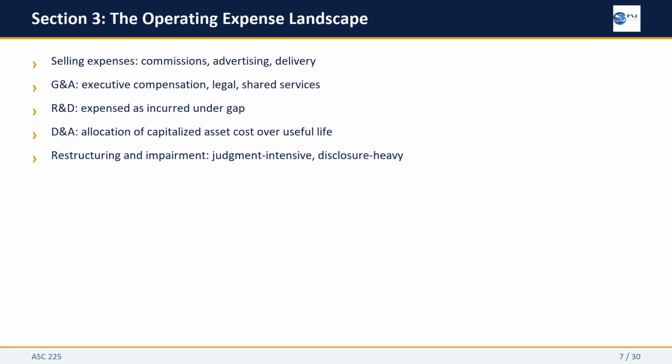Below gross profit, operating expenses tell the story of how management runs the business. Selling costs drive revenue. G&A supports the enterprise. R&D is expensed immediately under GAAP, no deferral. Depreciation and amortization spread the cost of long-lived assets. Restructuring and impairment charges are where judgment and disclosure obligations intensify. Each category signals something different to an analyst reading the statement.